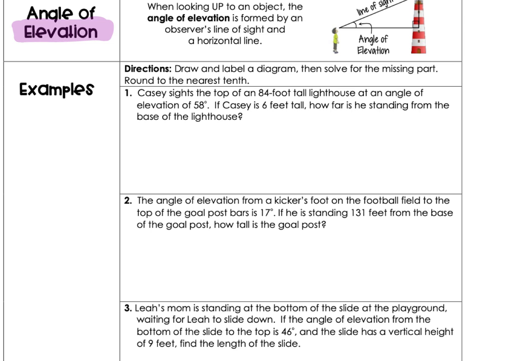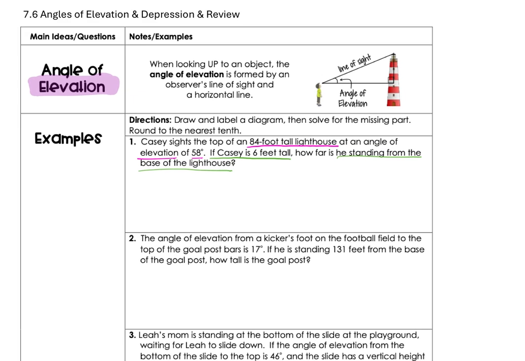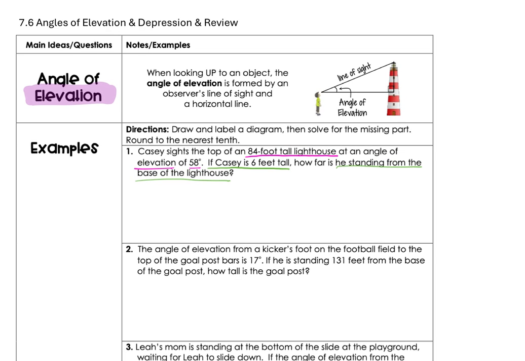Here's what it says. Casey sights the top of an 80-foot tall lighthouse at an angle of elevation of 58 degrees. Now, here's the thing that can trip you up if you're not paying attention. If Casey is 6 feet tall, how far is he standing from the base of the lighthouse? Okay, so normally we would draw a picture, but they drew us a nice picture just to represent the angles. So we're going to borrow that picture. You may just do the work right up here.